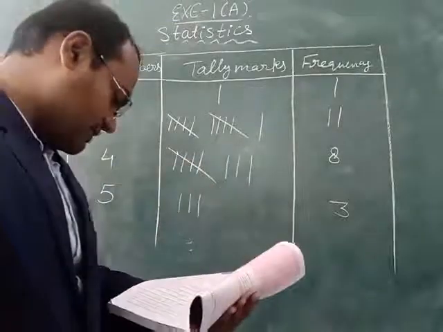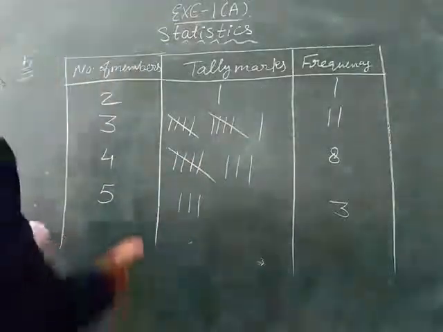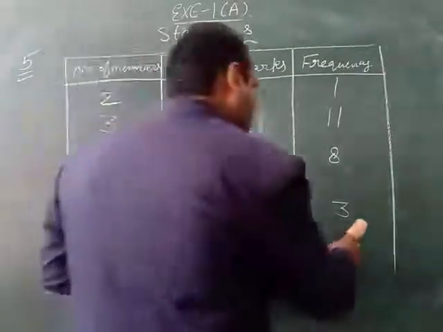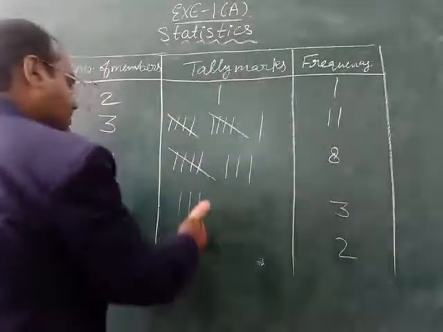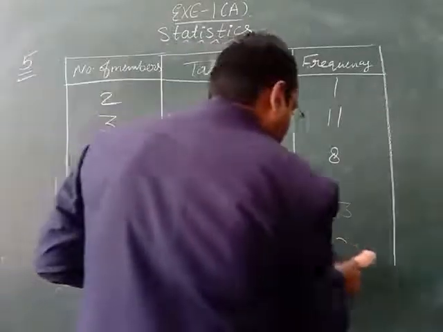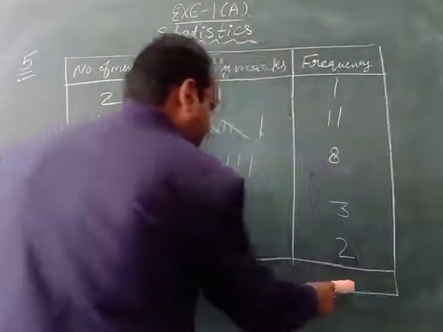Greater than 5 is 6. 6 members. How many times is 6 coming? 6 is coming only 2 times. So here we will write 2, and here we will draw the tally marks. Now this table will get closed. We have to close this table.